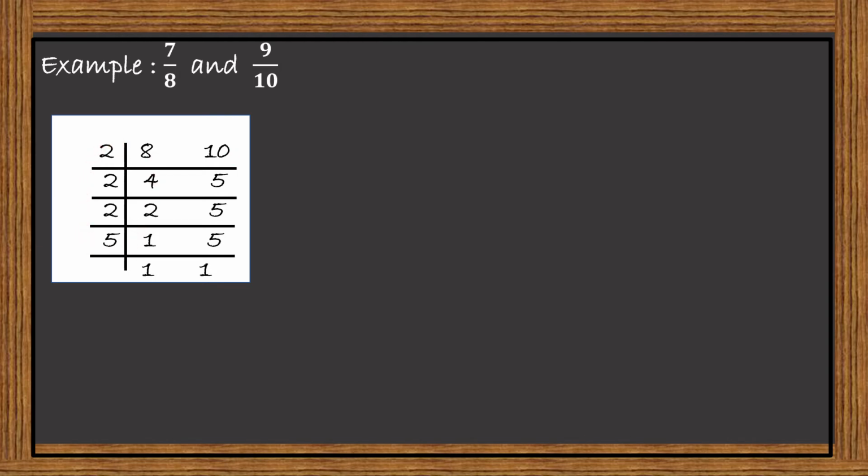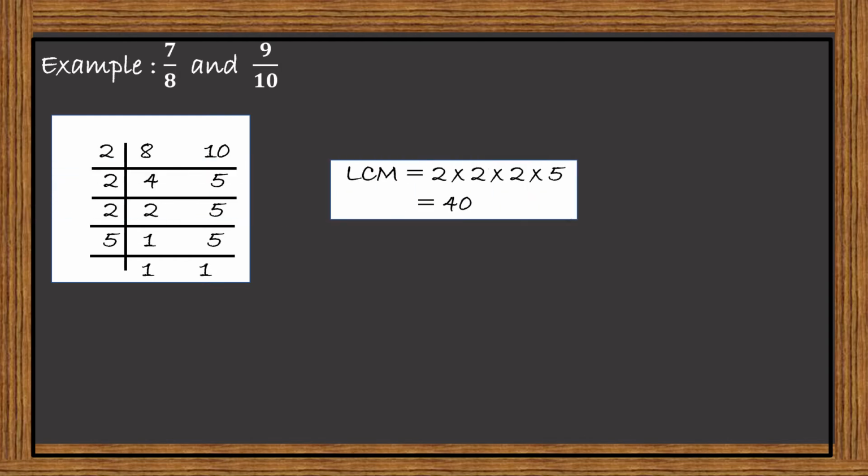So let's do that. Yes, it will be 2 into 2 into 2 into 5 is equal to 40. You remember now how to multiply the numbers? Yes, we have multiplied 2 and 5, that is 5 2s are 10, and this is 2 2s are 4. 4 into 10 is 40. Now we have to make this denominator 40. You have to convert this 8 into 40, convert this 10 into 40.